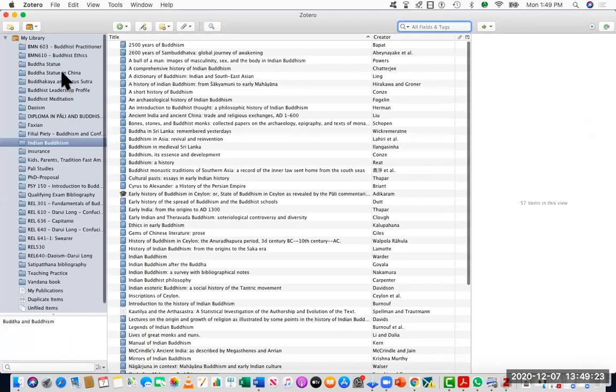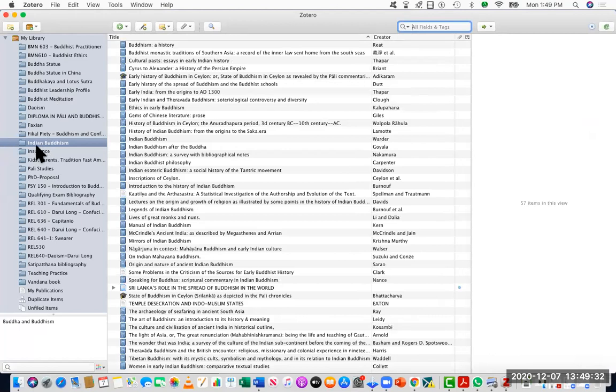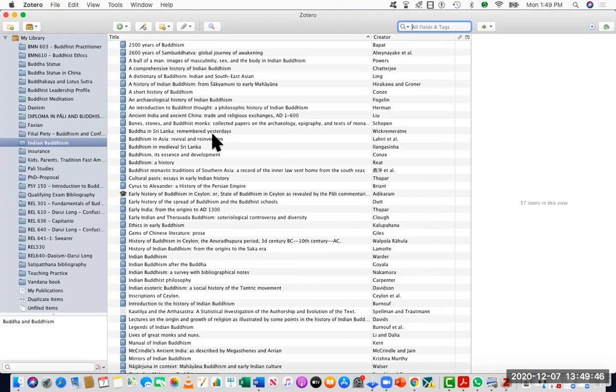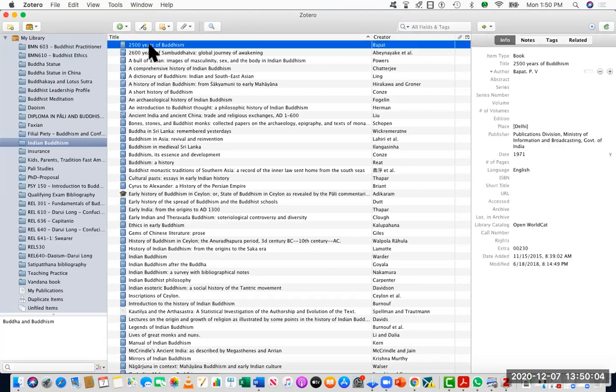These are all actually my library. I have created all these books by myself. I actually downloaded them from the internet. And for example, these are different classes that I have taught, and you can see these are different classes. And if I want to get some information about Indian Buddhism, I can go to this library over here. We are already familiar with this book, 2500 Years of Buddhism by Bapat. And let's say I want to refer to this book, 2500 Years of Buddhism.